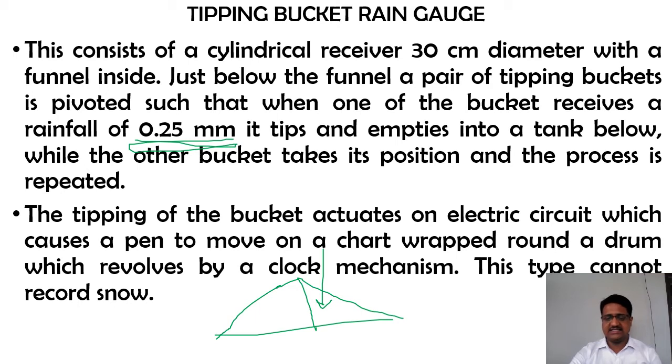The density of ice is less than that of water, so the quantum of ice collected over here will weigh less. So what will happen is that accurate results may not be there. That's why we do not prefer the tipping bucket type of rain gauge station for recording snow. So that is what is meant by this.